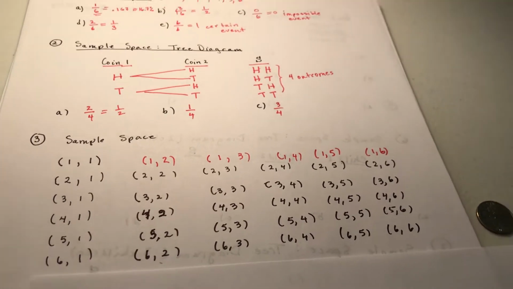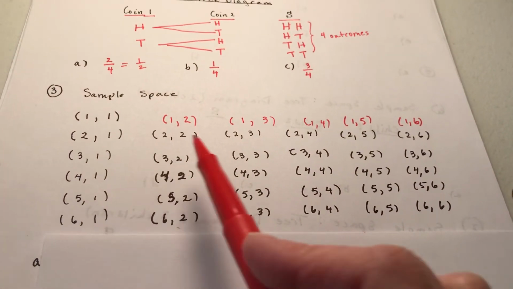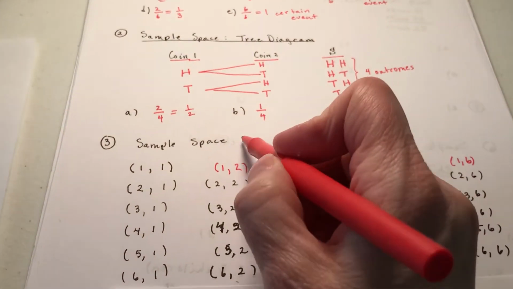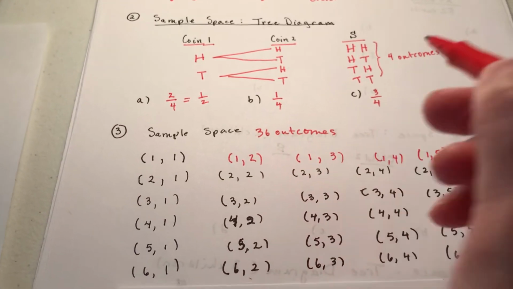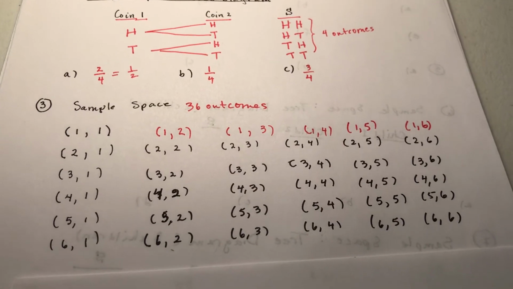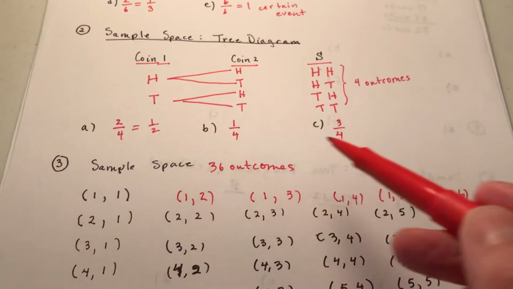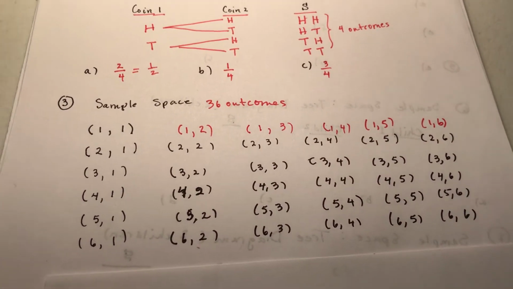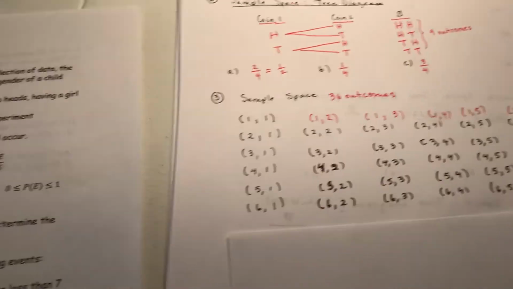How many are in this space? 6 by 6. There are 36 outcomes here, or 36 total in our space. So that's going to be our denominator. Like over here when we had 4 outcomes, we put that in the denominator. Now we're working with 36. Let's see what questions we have over here.